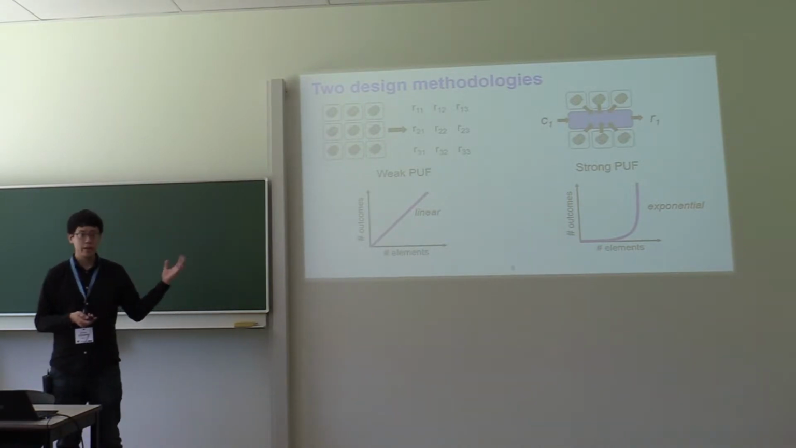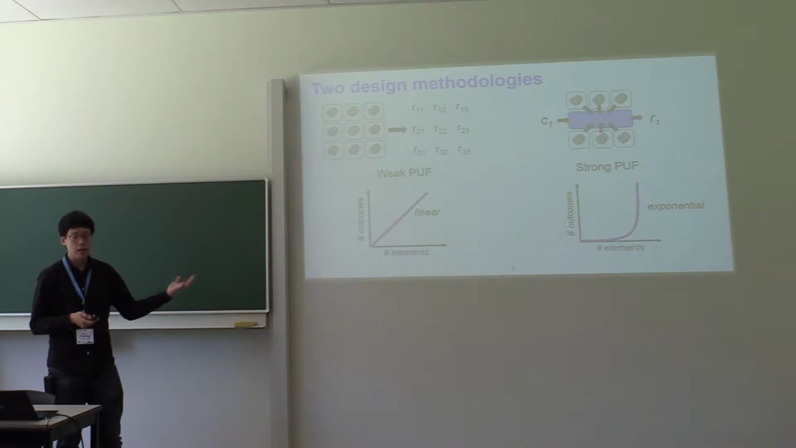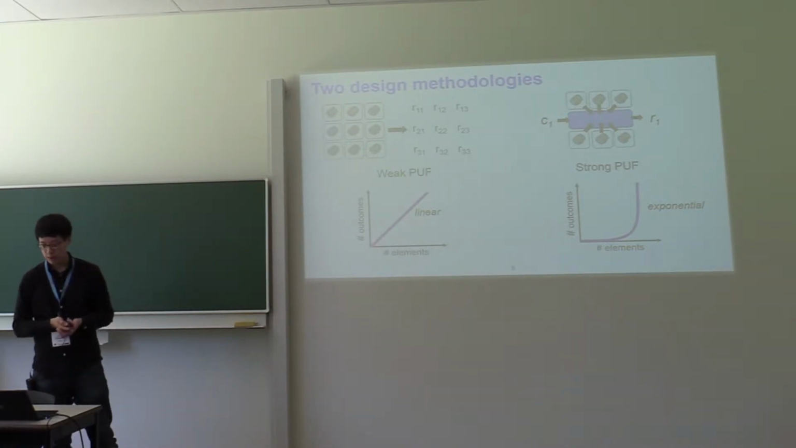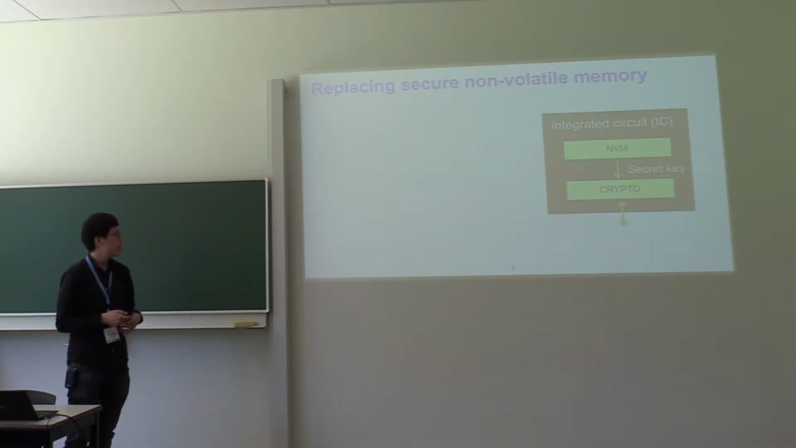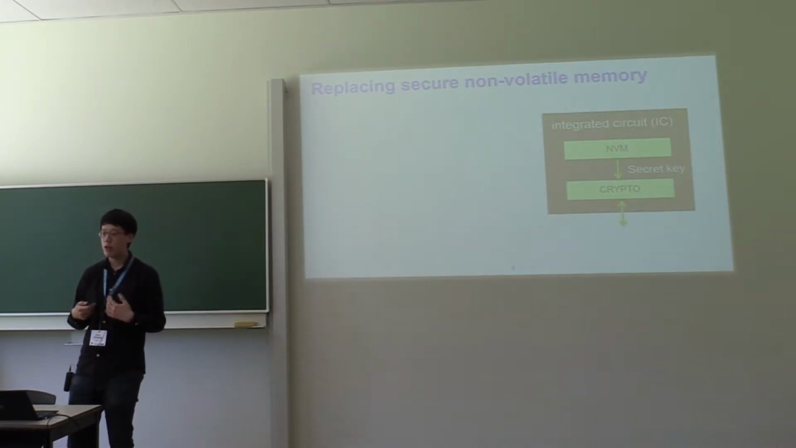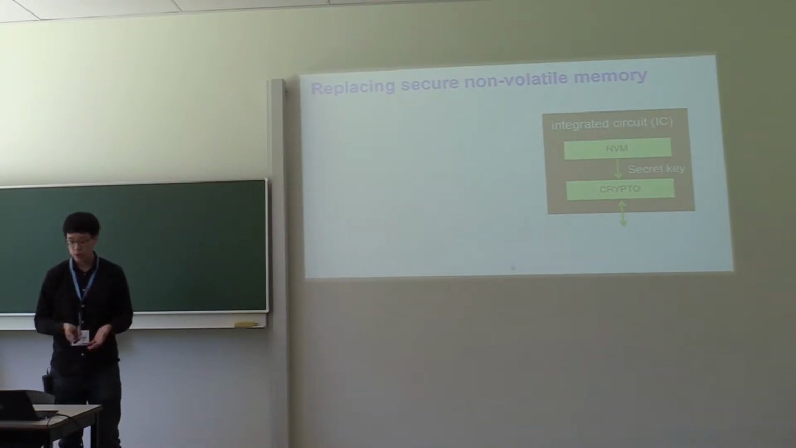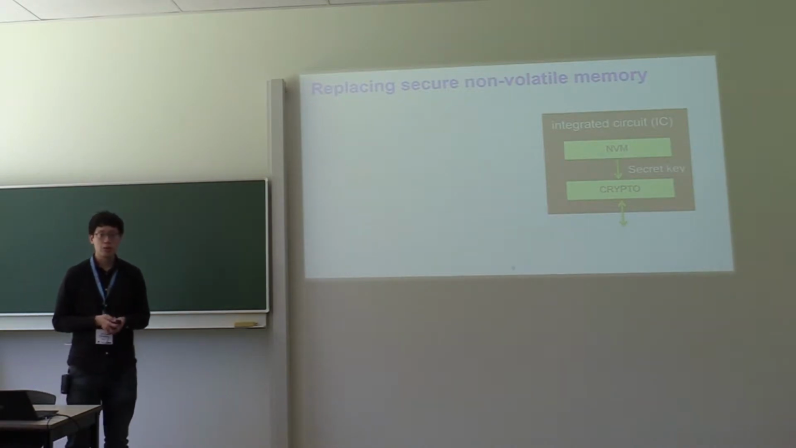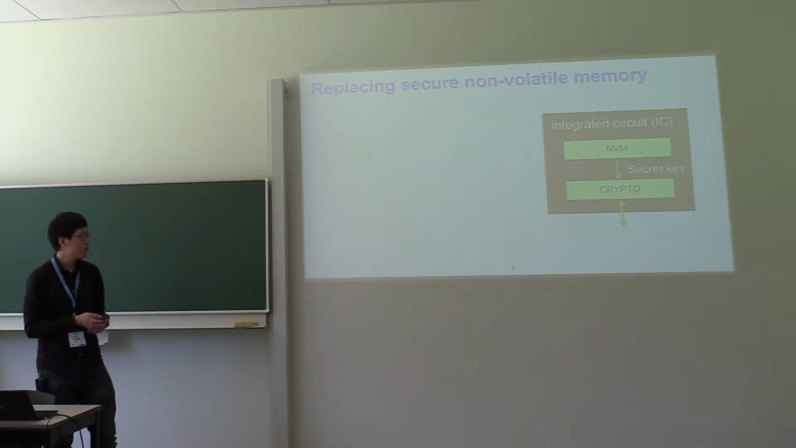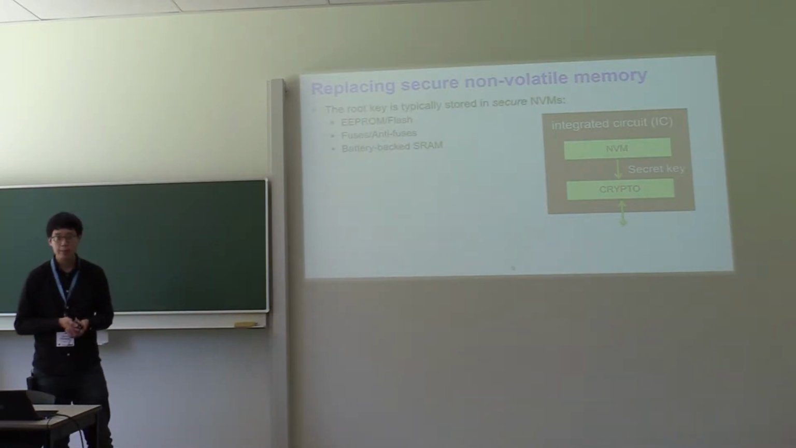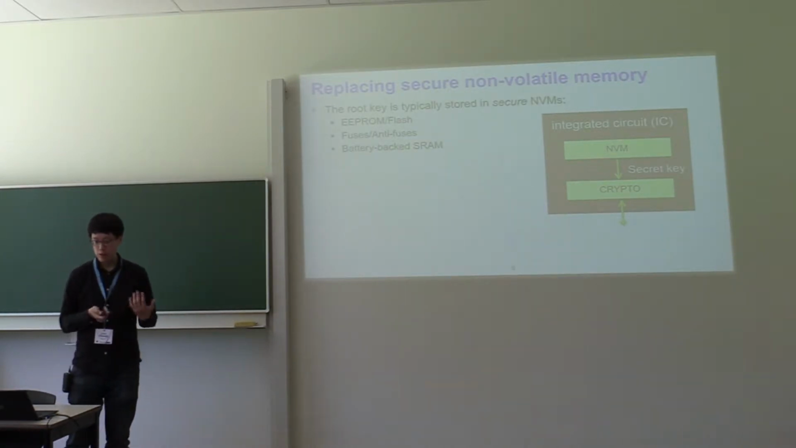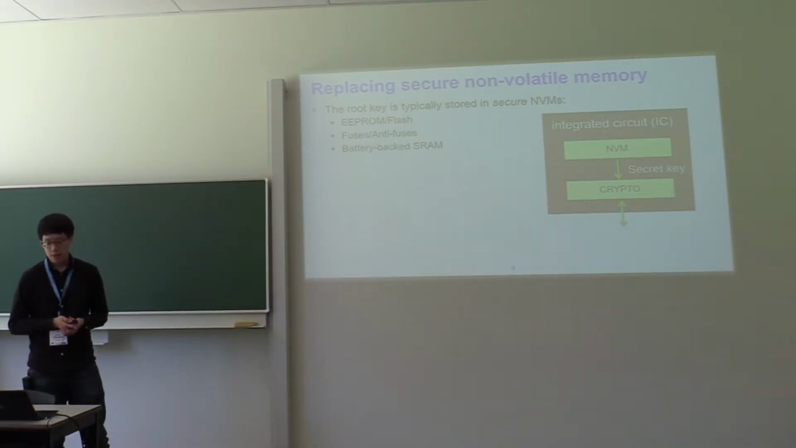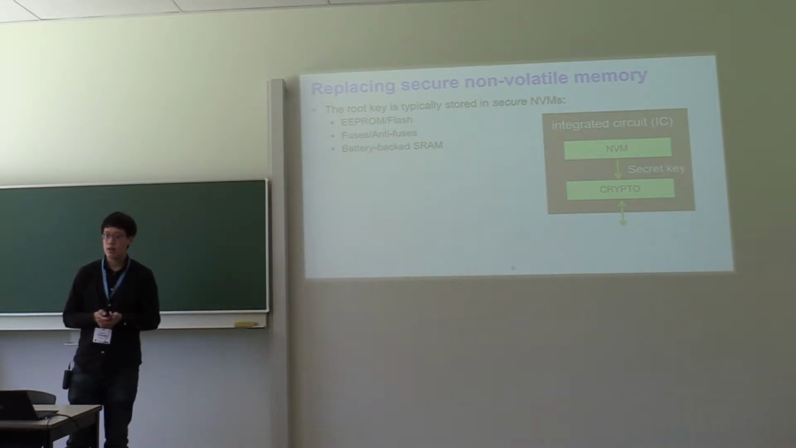So why do we need these two different types of PUFs? Let's see a first use case of the PUF. We want to use it as a replacement of the non-volatile memory to store the secret key. In the typical case, the device needs to do cryptography, so you need to store the secret key somewhere, and typically it's stored in non-volatile memory. It can be a ROM, a flash memory, fuses, or battery-backed SRAMs. But what's the issue with this solution?